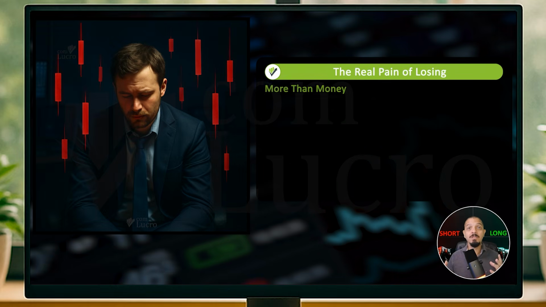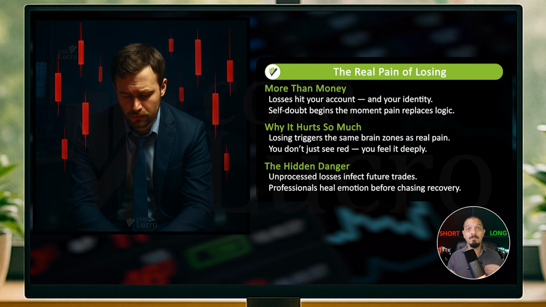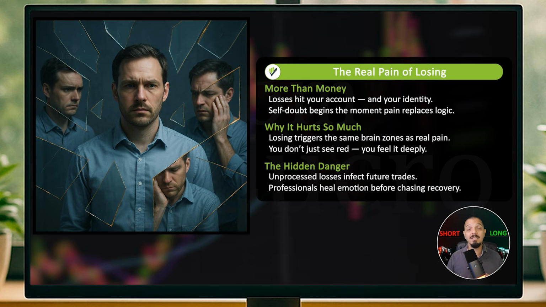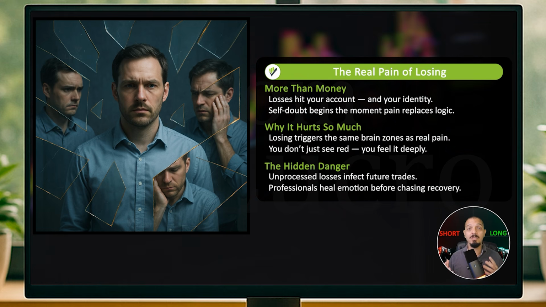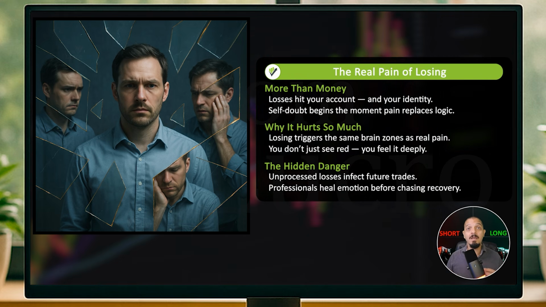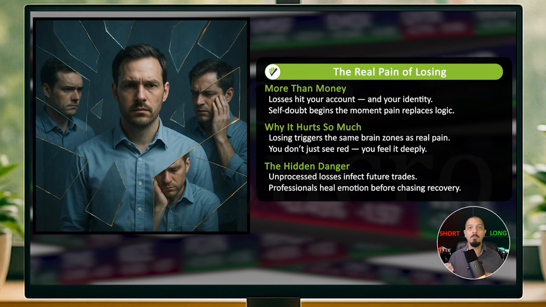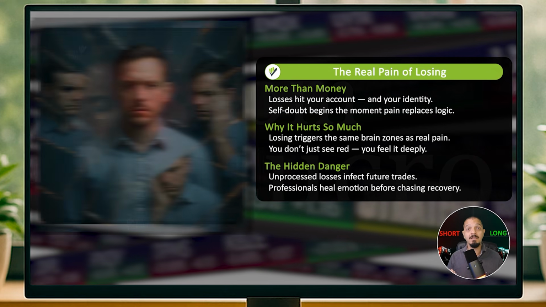Now, let's start with something simple but real. Losses hurt, not just financially, but emotionally. When you lose money, it is not only your account that takes a hit, it is your identity as a trader. You start to question yourself. Did I do something stupid? Am I really cut out for this? That self-doubt is where emotional damage begins.